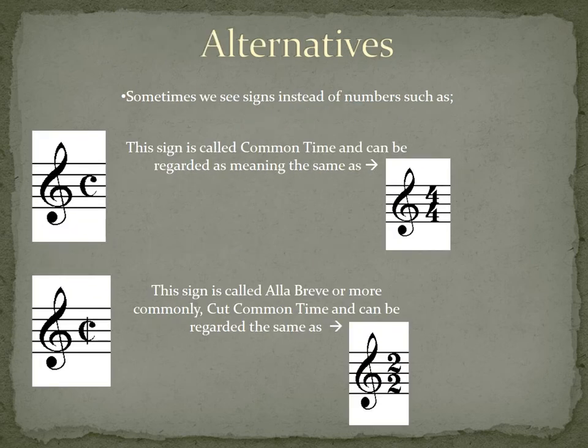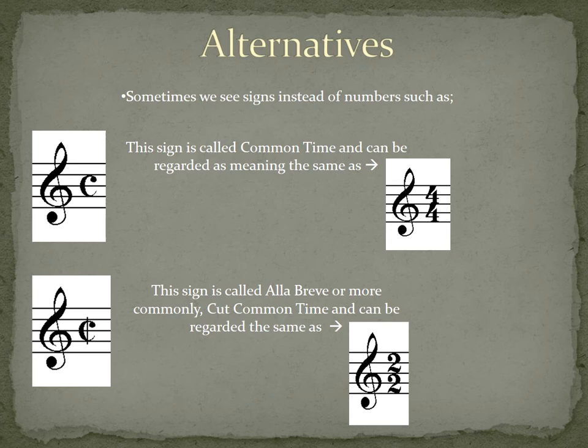Now, sometimes in music, you can see an alternative to numbers. You can see on the left-hand side of the slide, there's a big capital C. That sign stands for common time. For now, you can regard it as meaning exactly the same as 4 over 4. There is a slight difference historically, but for grade 5 and for this standard of musicianship, you can establish it as being the same as 4 over 4, 4 crotchet beats per bar, simple quadruple.